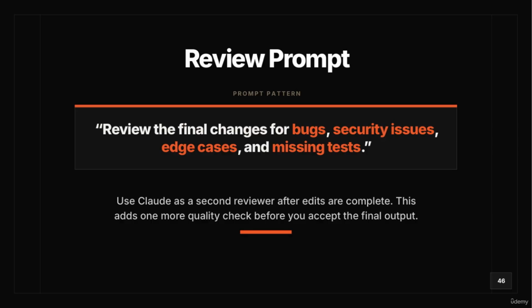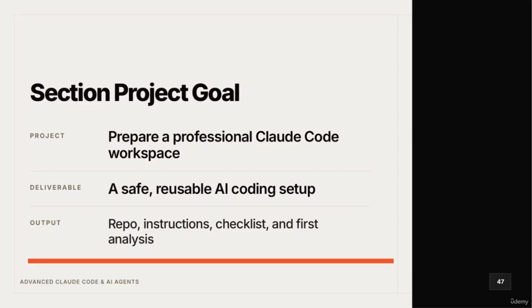By following this review pattern, you reduce the risk of overlooking critical problems and improve the overall quality of your output. Here we outline the main goal of this section, which revolves around the project itself.